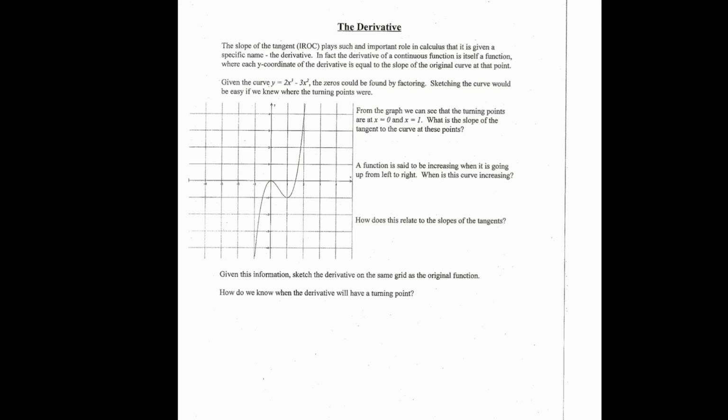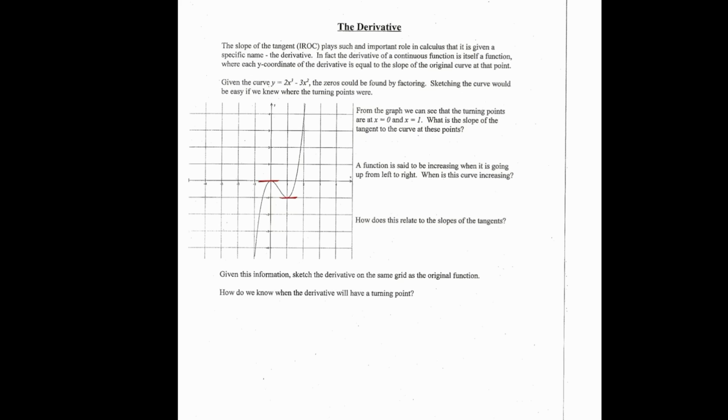So here's our curve again. We've got the same one, y equals 2x cubed minus 3x squared. The zeros we found by factoring. Sketching the curve would be easy if we knew where the turning points were, and we've looked at that a little bit already, but let's go back and talk about it again. So from the graph, we can see that there's a turning point when x equals 0. So right here, there's a turning point, and there's another turning point when x equals 1. So here are our turning points right here.